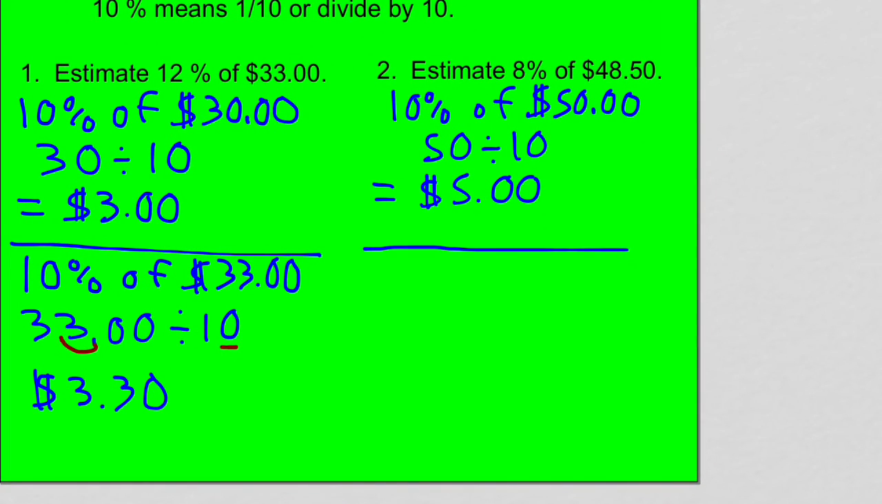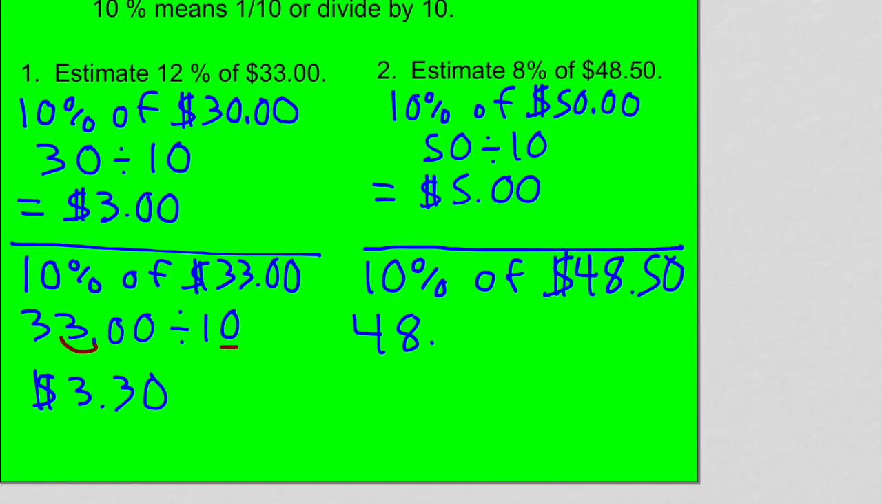Or still do 10%. But don't even round the second number. Make it $48.50. Because when you're doing $48.50 divide by 10, there's 1 0 on 10 that's causing this decimal point to shift 1 to the left. And that's going to give you an estimate of approximately $4.85.